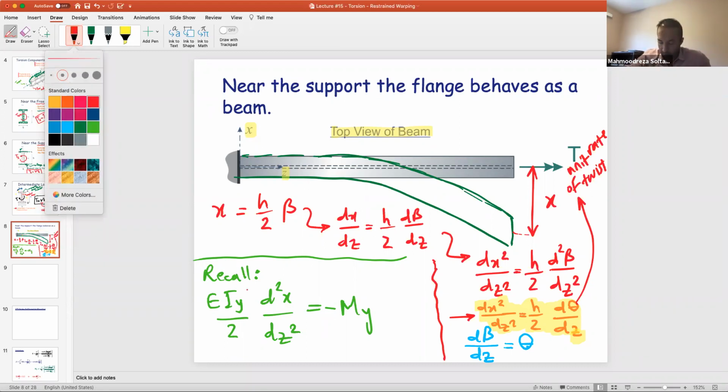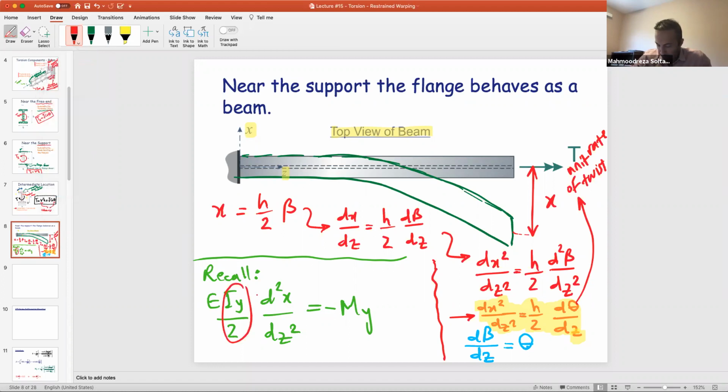So this is for a flange. And why am I writing this? Because this twisting, warping behavior, the way that it affects you, is very similar to a shear force applied laterally to your member. The behavior is like that.